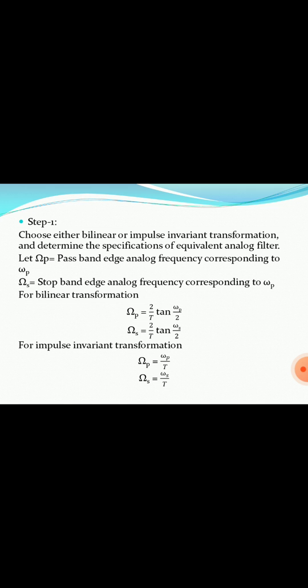With the help of the bilinear transformation, we convert the pass band and stop band digital frequencies into the corresponding analog frequencies. For the bilinear transformation, we have separate formulas: Omega P equals 2 by T tan of omega p by 2, and Omega S equals 2 by T tan of omega s by 2. For the impulse invariant transformation, we have separate formulas: Omega P equals omega p by T, and Omega S equals omega s by T.